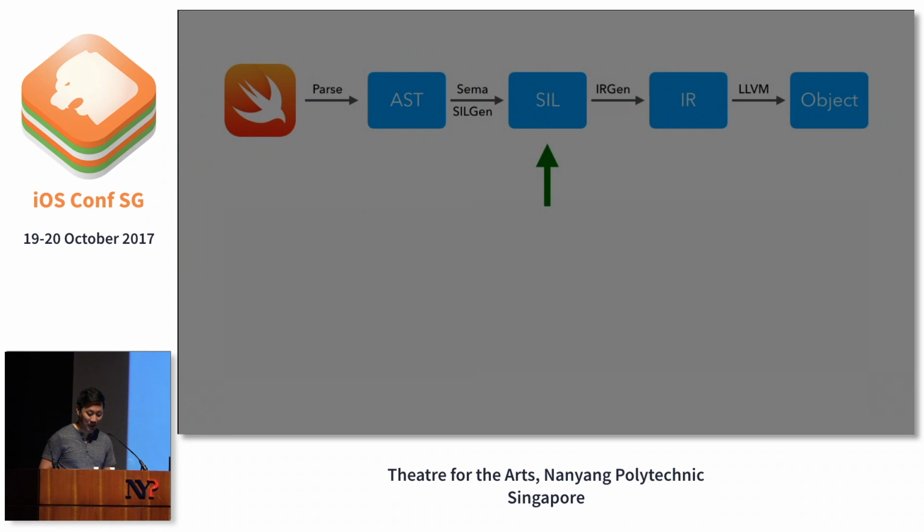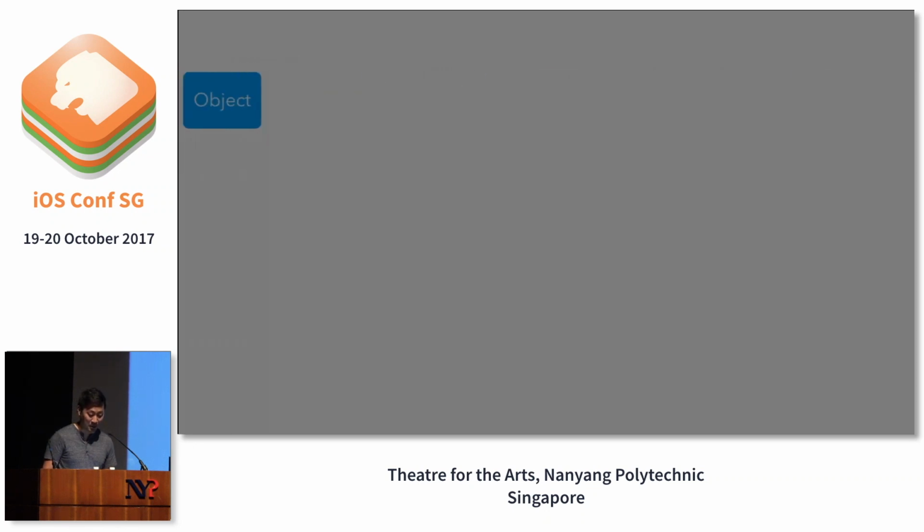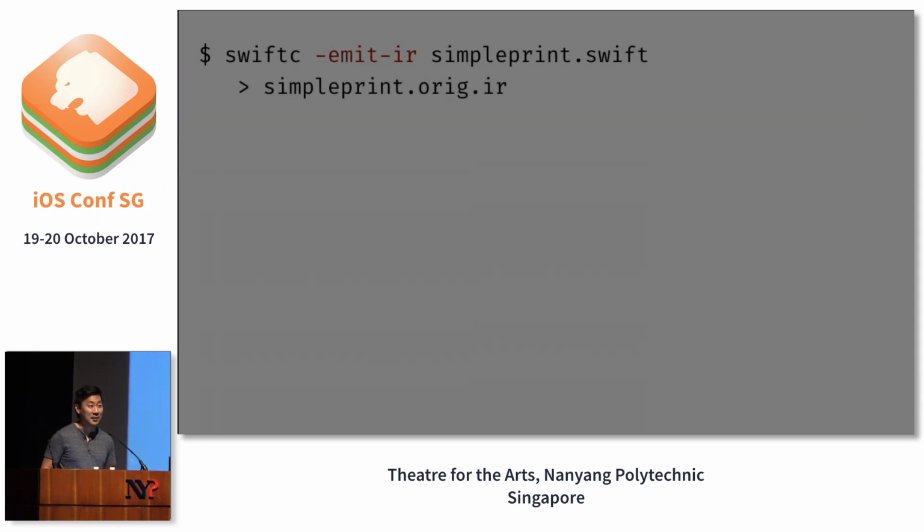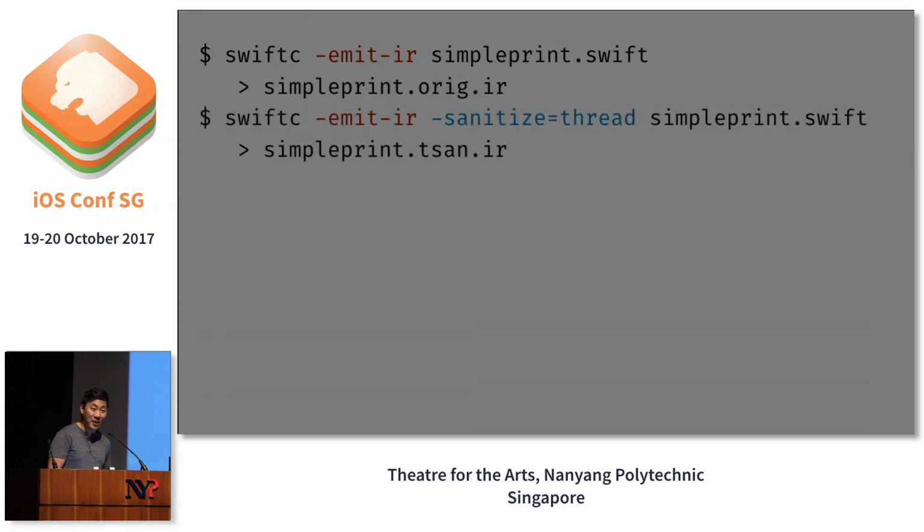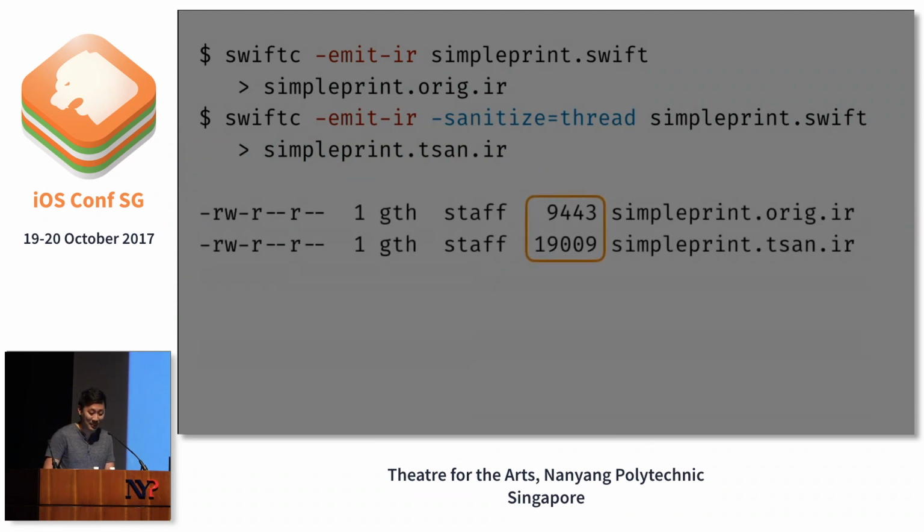Maybe we can go one step down and look at the IR. That's the LLVM intermediate representation, IR. So let's follow the same procedure. Run the Swift compiler, ask it to emit IR, run it a second time, ask it to emit IR with the Thread Sanitizer enabled, redirect to two separate files, and this time you can see success. You can see that the IR generated with the Thread Sanitizer on is like double the size of the original. So that means we could inspect the file, and maybe do a diff between the two and see exactly what code was added.